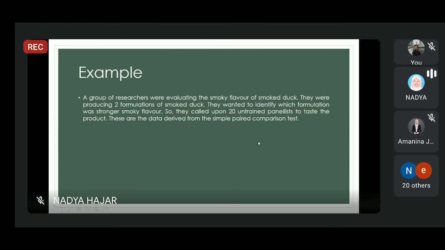Okay, here is the example. A group of researchers were evaluating a smoky flavor of smoked duck. They were producing two formulations of smoked duck. They wanted to identify which formulation was stronger smoky flavor. So they called upon 20 untrained panelists to taste the product. These are the data derived from the simple paired comparison test.